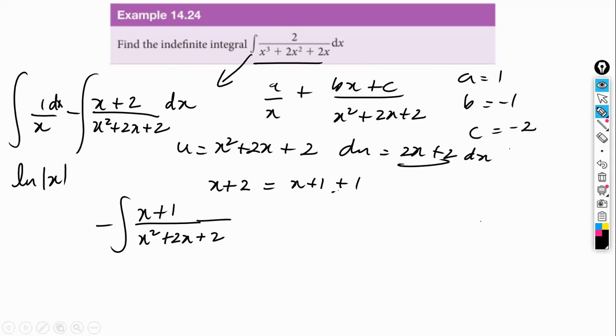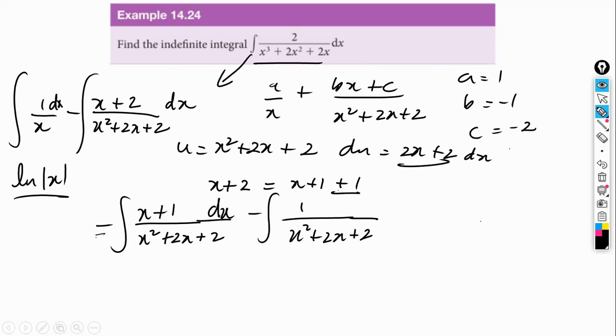And then this plus 1 here, we're going to write it separate. We're going to separate it. But we have to take into consideration that there was a minus in front. So let's write this as minus 1, or the integral. Let's not forget the right notation. Minus 1 over x squared plus 2x plus 2.